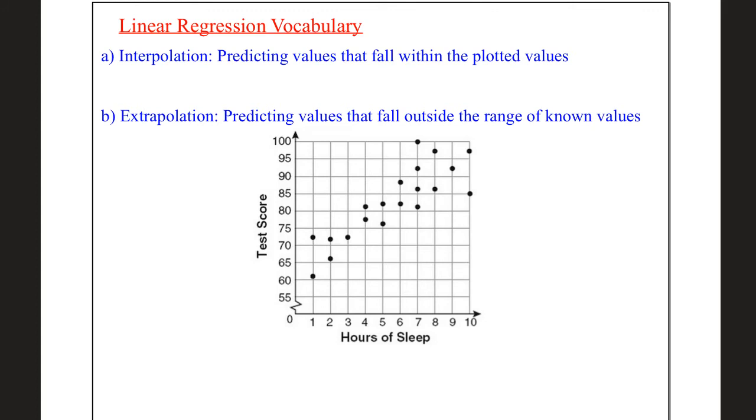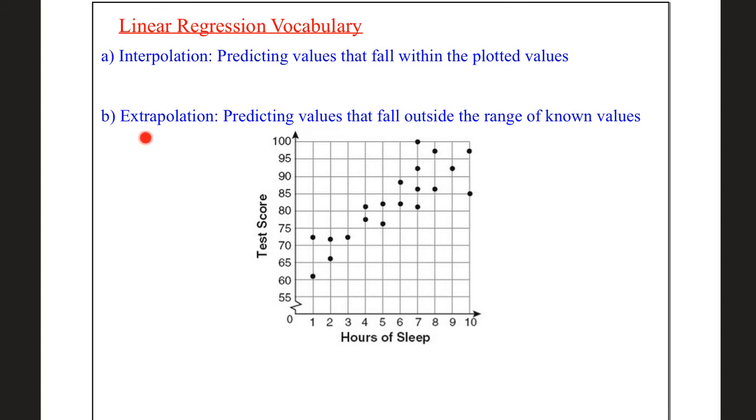So if this was my scatter plot here and I wanted to know someone's test score based on 3.5 hours of sleep, I don't have a value there. However, I can create a trend line, and then use that trend line to find something within the already given values.